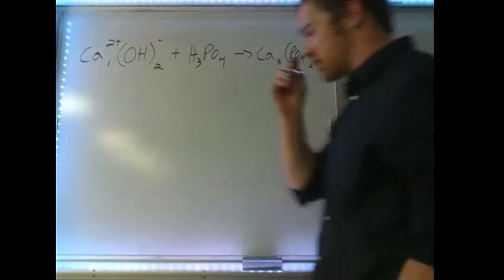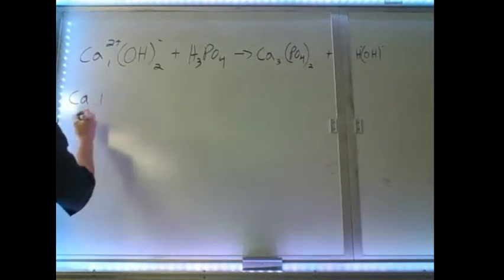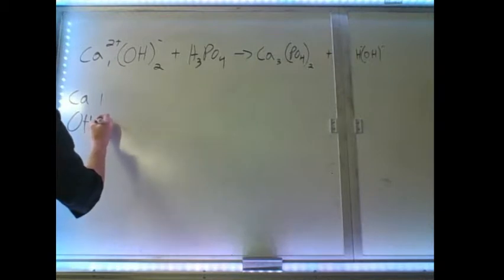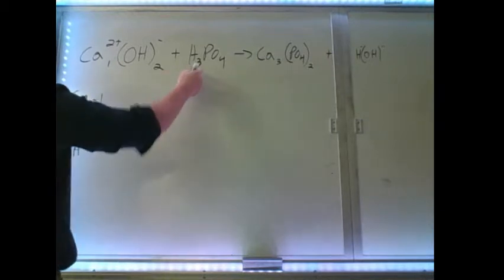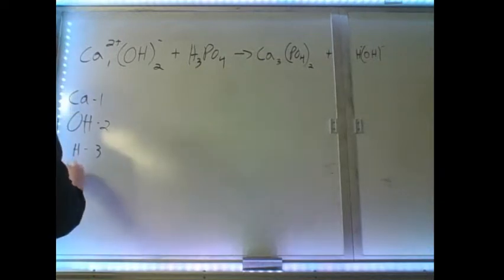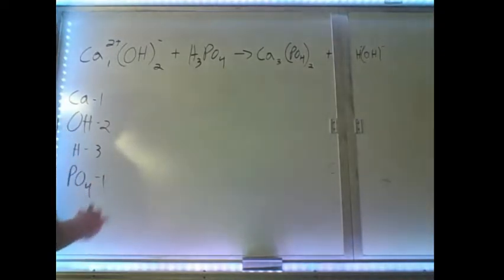So now looking at these, let's start our tally. So we have calcium over here. Calcium, I know I have 1 of. Hydroxide I can treat as a standalone, so I know I have 2 of those. Hydrogens I can treat as a standalone, so I know I have 3 of those. And my phosphate, my PO4, I know I only have 1 of those.